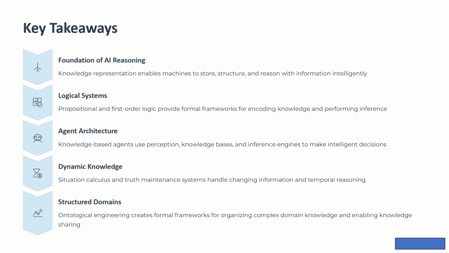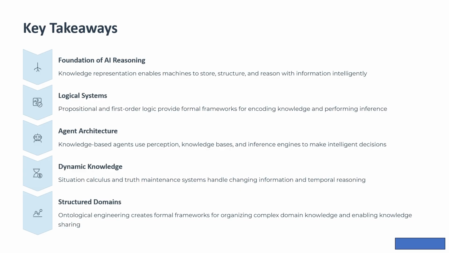These are all the key takeaways. To summarize the main points of this class, first, knowledge representation lets machines store, structure, and reason with information, not just store it as raw data. Second, logical systems like propositional and first order logic provide a formal basis for encoding knowledge and performing inferences.